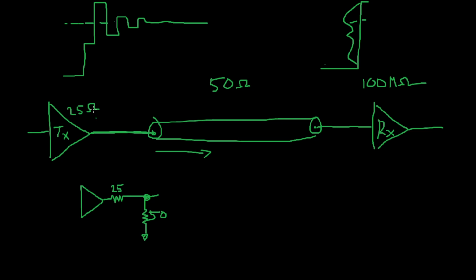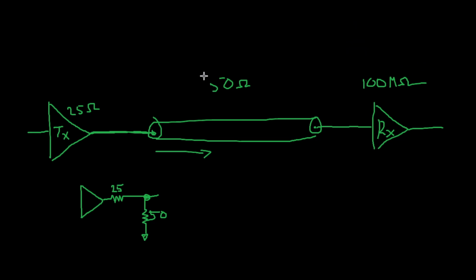Now, ideally, in an RF system, which is not a CMOS system, to be clear, but in an RF system, you want to match the input and the output to the same impedance as your transmission line. So let's go ahead and match everybody up. I'm going to add a resistor right here. That's 25 ohms.